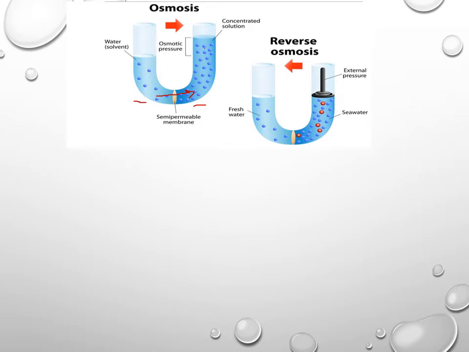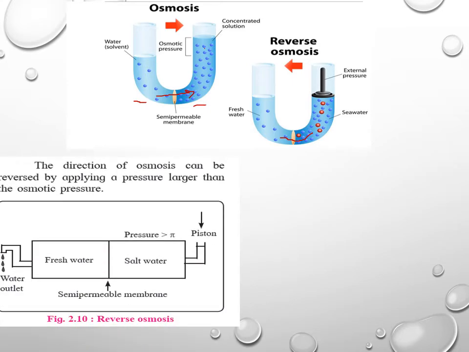But if you apply an external pressure which is greater than the osmotic pressure, what will happen is the solvent will now flow in the reverse direction. Means now the solvent will move from the solution towards the solvent. So this is called reverse osmosis. Now this will only take place when you have an external pressure being applied over the solution. And generally this is used in cases of purifying seawater.